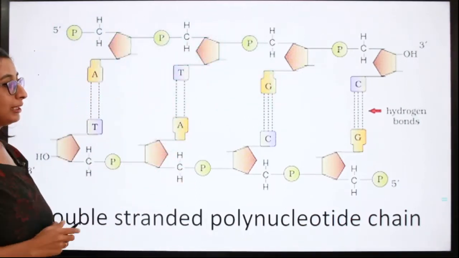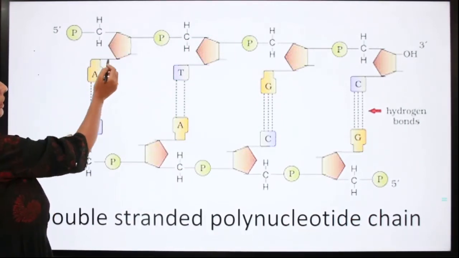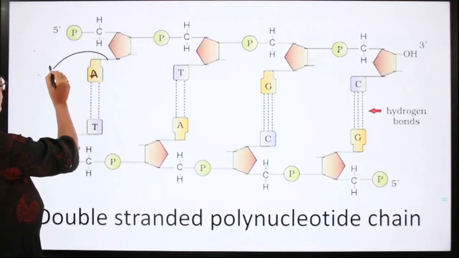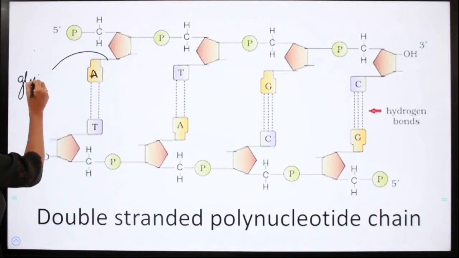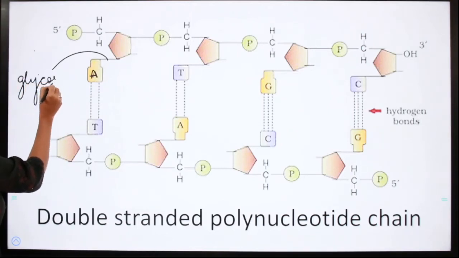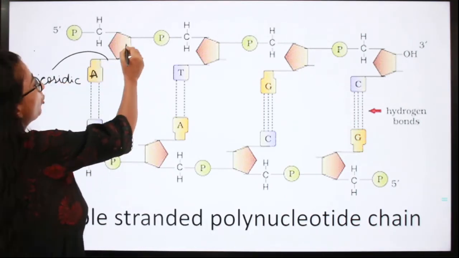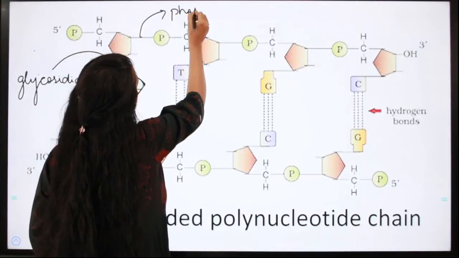And what about the glycosidic bond? Here you can see this is the pentose sugar, and the pentose sugar is connected to the nitrogenous base adenine over here. So this is the glycosidic bond. This is the glycosidic bond and this is the phosphodiester bond.